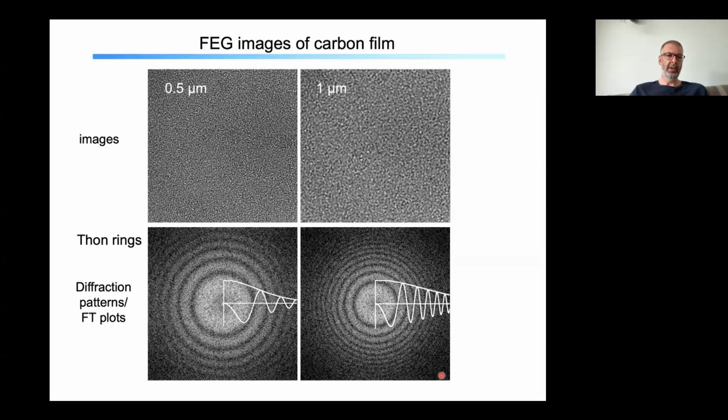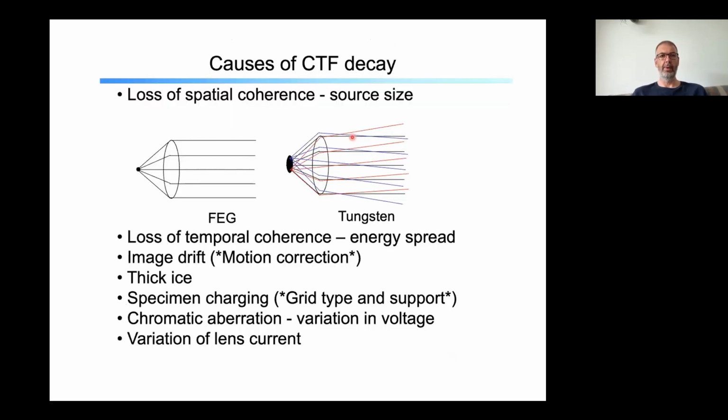The other thing that we need to mention is that the ideal curves don't show any amplitude fall off, but in reality, due to the optics, we not only see these oscillations, but we also see an envelope effect where the higher spatial frequencies corresponding to our fine details are dampened. And this is shown in the Fourier transform from these images of carbon film at 0.5 and 1 micron under focus.